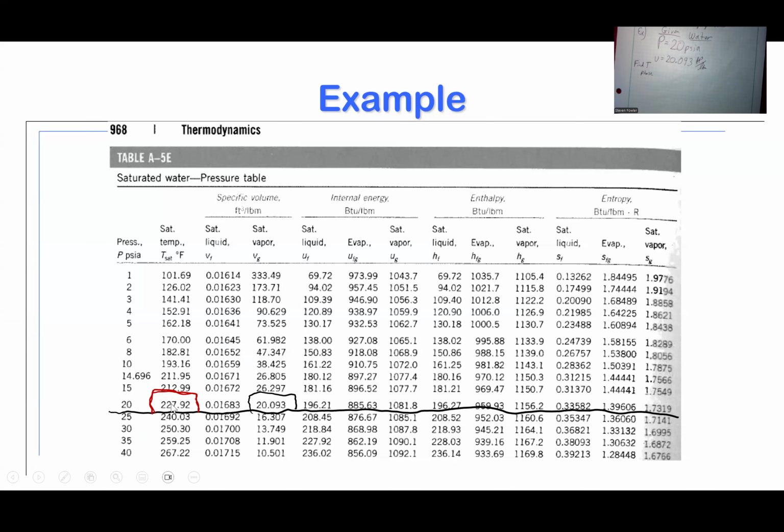The temperature and the pressure stay locked. Remember those flat lines on the PV diagrams. This temperature stays constant until you go beyond this specific volume. So my temperature is going to be 227.92 degrees Fahrenheit. And my phase is going to be saturated vapor.